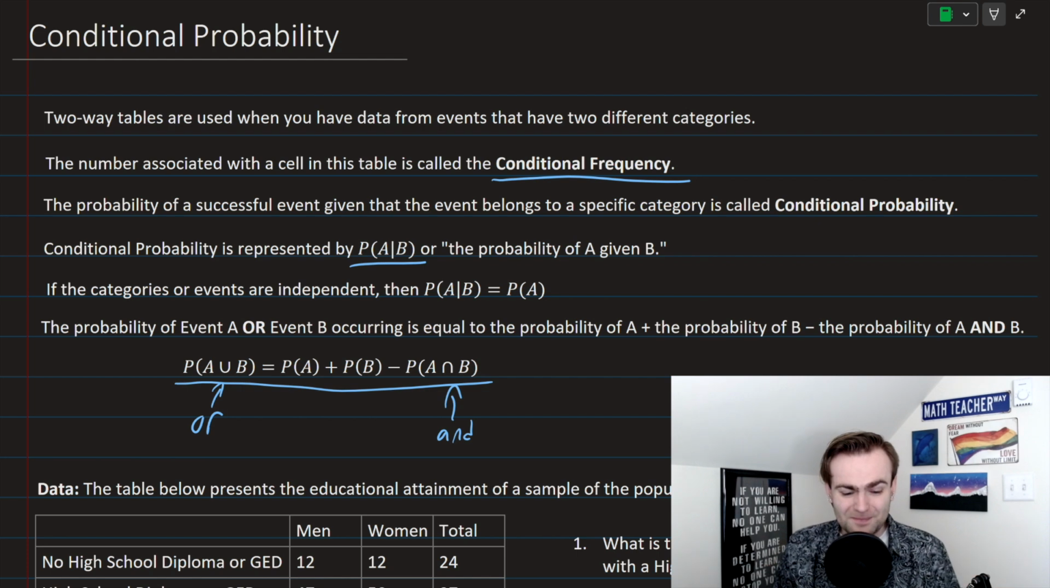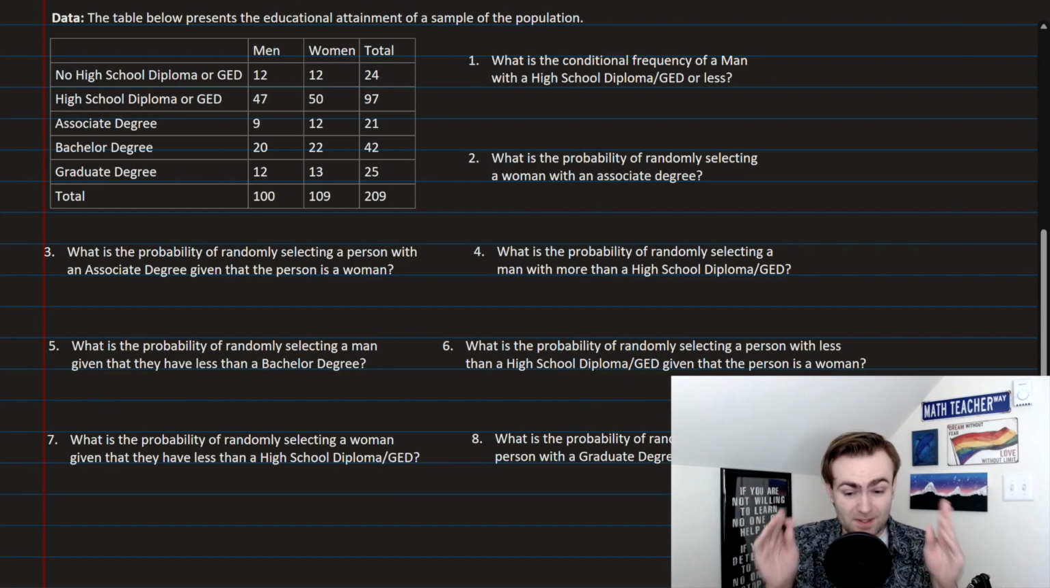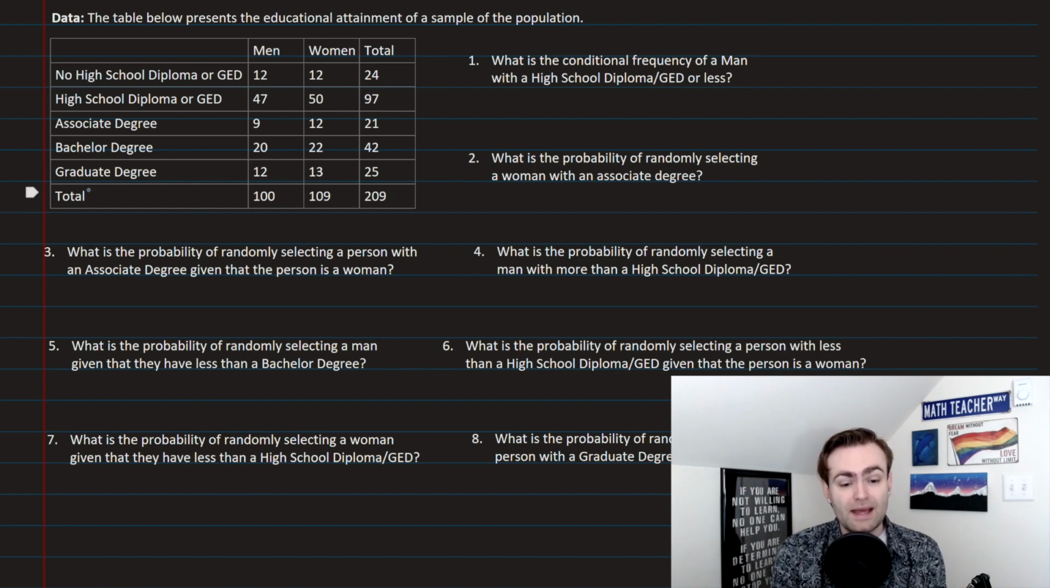So let's get started. I do want to apologize, there's a lot of information all here all at once. So let's take it step by step. We're using the same data for all of these questions. We have two categories: the amount of education someone has, and gender, men and women. Then we have specific numbers. Remember, these are called conditional frequencies, since we've split these two categories and these are the intersections of two different data points. We also have totals.